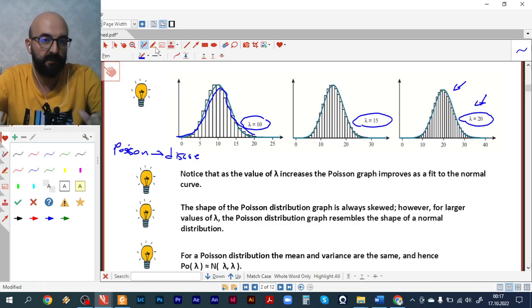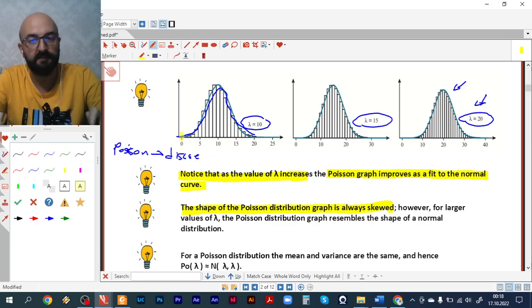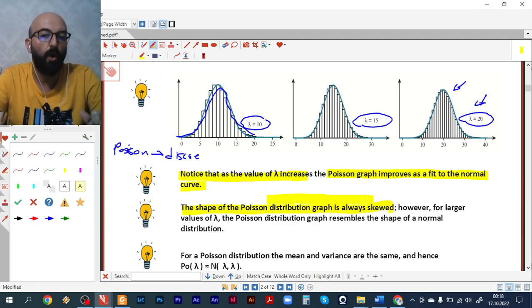Please notice in this section that as the value of lambda increases, the Poisson graph improves as a fit to the normal curve. The shape of the Poisson distribution graph is always skewed. Remember, the Poisson distribution is discrete, and its graph is always skewed. But for larger values of lambda, the Poisson distribution graph resembles the shape of a normal distribution.